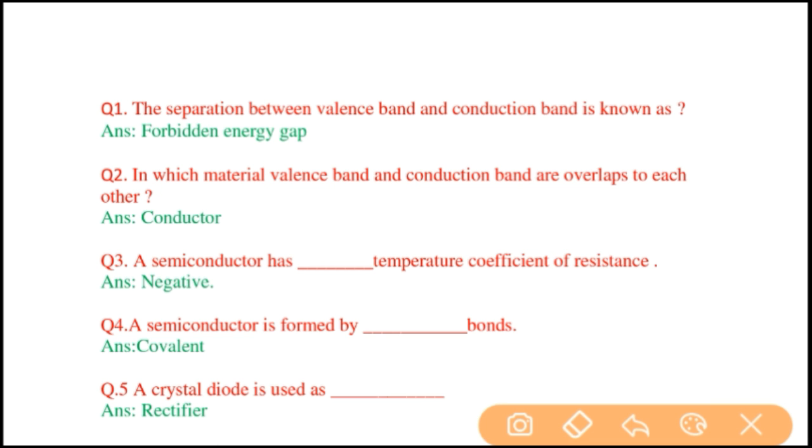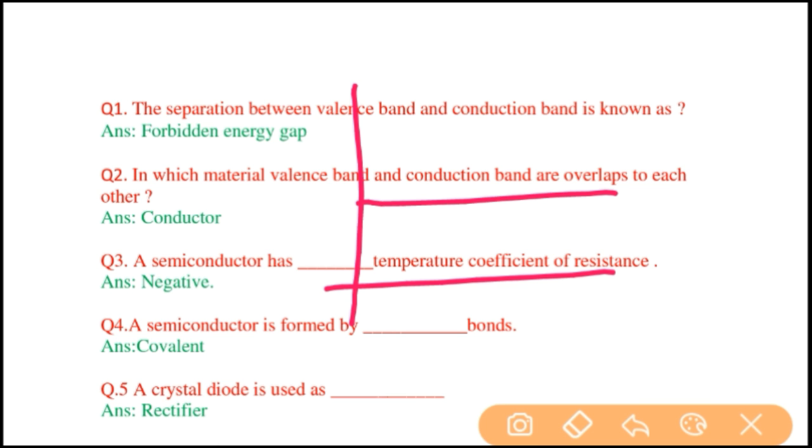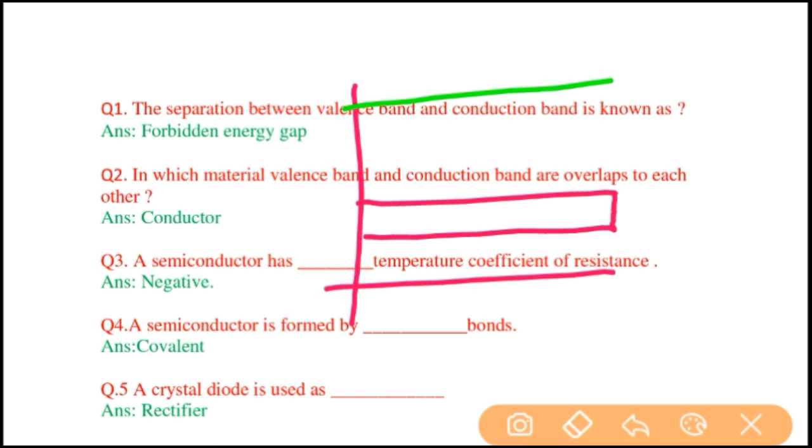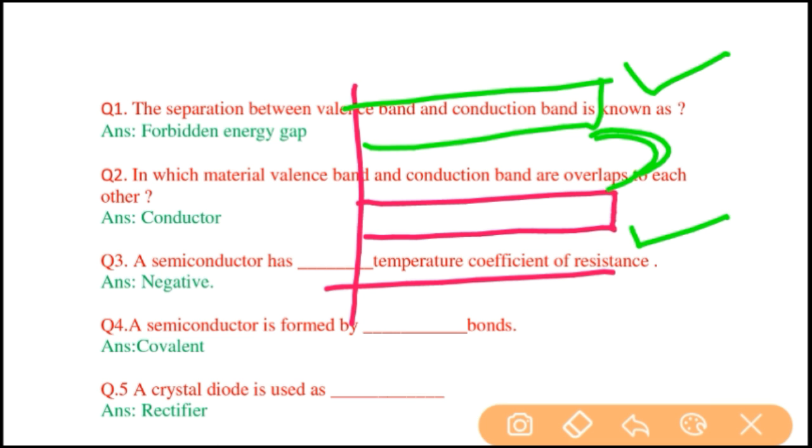Now let us see the energy band diagram for the insulator. Suppose there is a valence band, here the red is the valence band, and this is the conduction band. Here the gap, the forbidden energy gap between the conduction band and the valence band, is big.